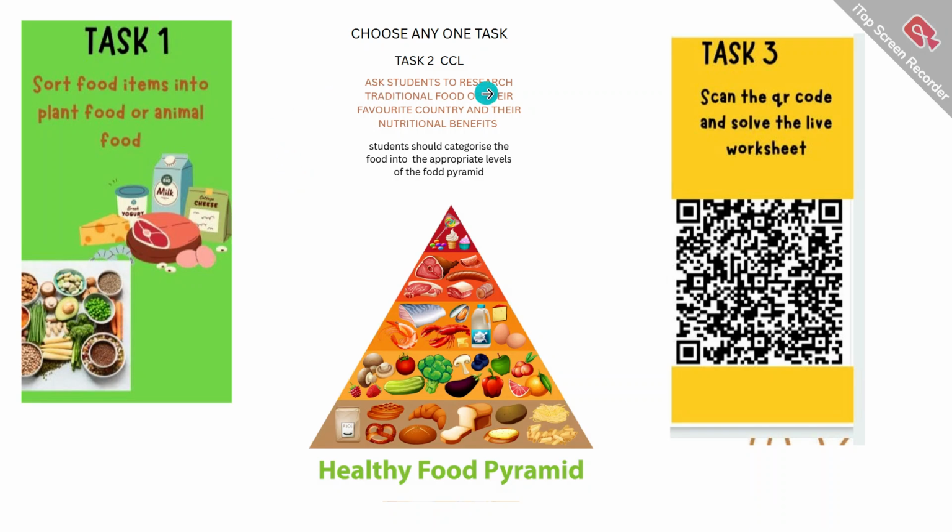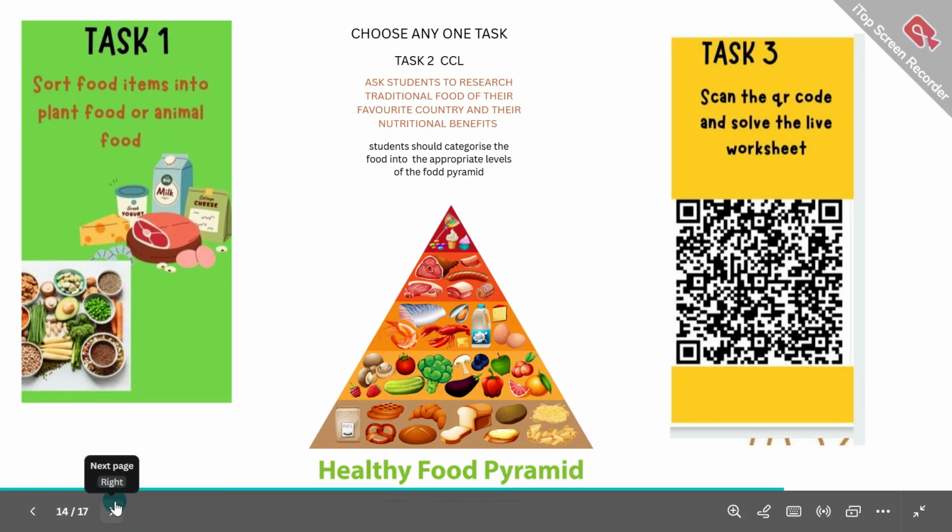So task two is a cross-curricular link. You can research the traditional food of your favorite country, look at its nutritional benefits, and categorize it at the appropriate levels of the food pyramid. Categorize the food. Healthy food pyramid, how it is. And task three, we should scan this QR code and solve the live worksheet. This is an activity given to you from my side so that it will be interactive and you will understand the concepts in a better way.